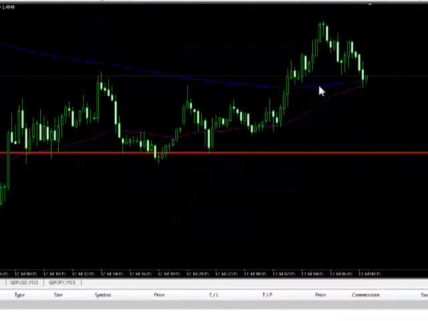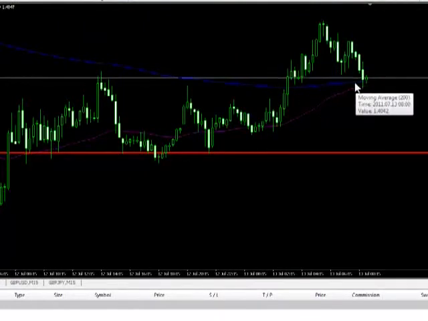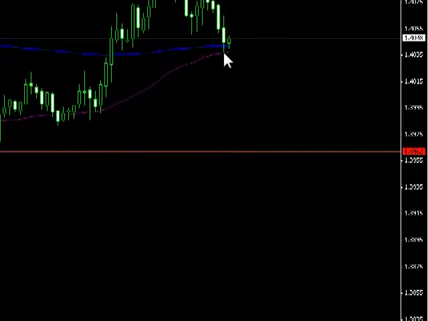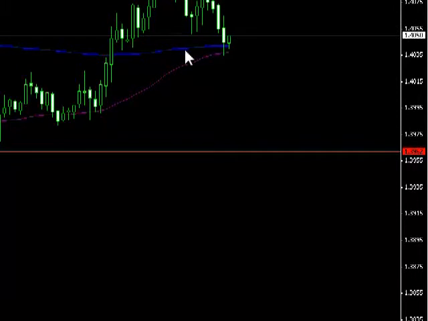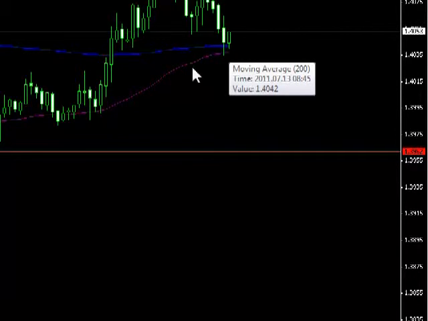We see that the Euro is testing right now the 200 EMA and the 55 EMA. The 200 EMA is the blue line. The 55 EMA is the purple line. We see that the Euro USD is testing these two EMAs, these two moving averages. This is a very good entry point for a long position.